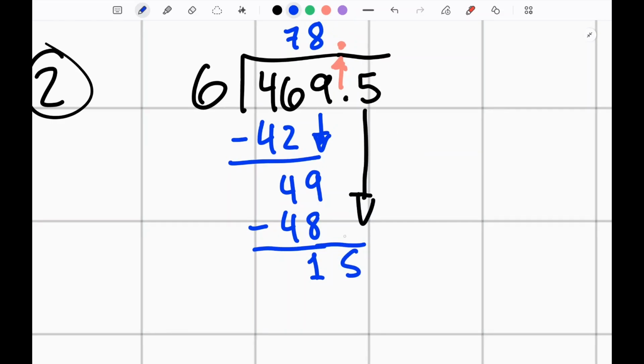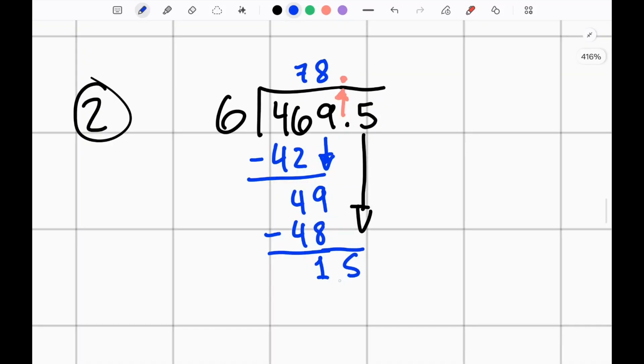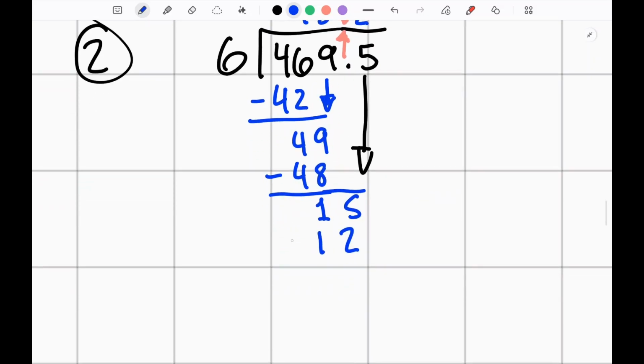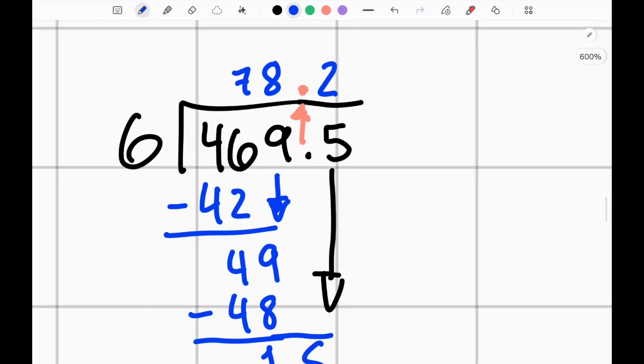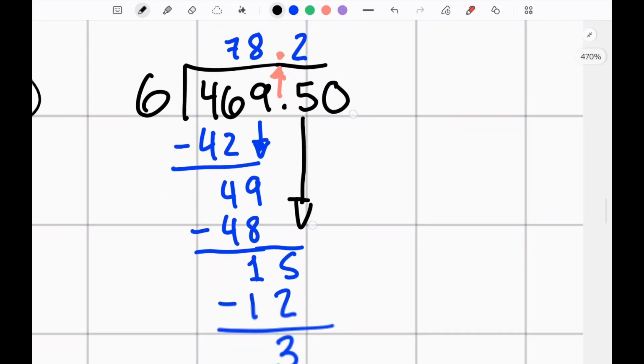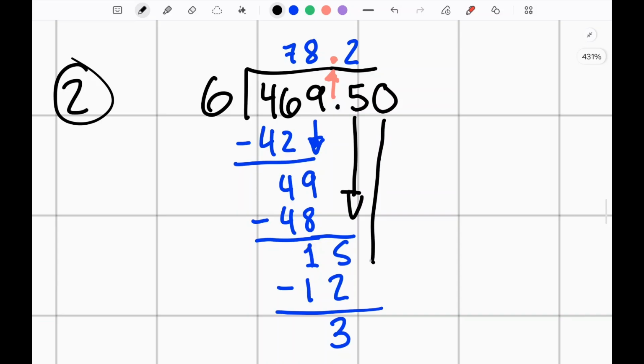So we have 15. Can 6 fit in the 15? Yes, it can. It can fit 2 times in the 15. 6 times 2 is 12. We're going to subtract. 15 minus 12 is 3. And we ran out of numbers, but you know now that if you add zeros to the right of a decimal, it doesn't change anything. So we can do that. We're going to draw a 0 and bring it down.